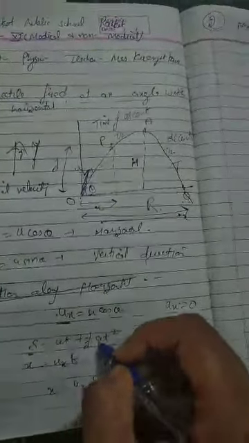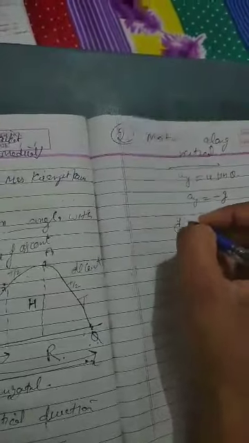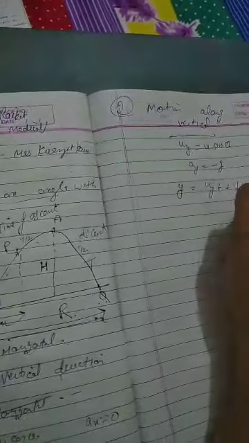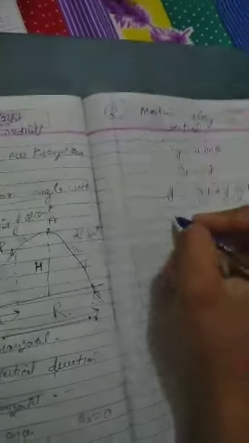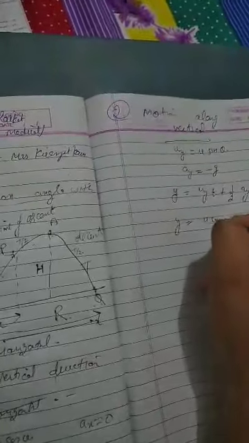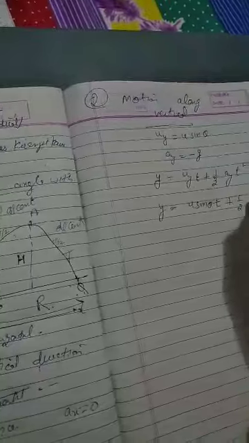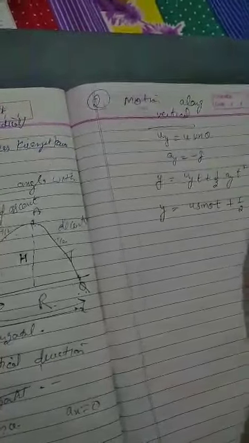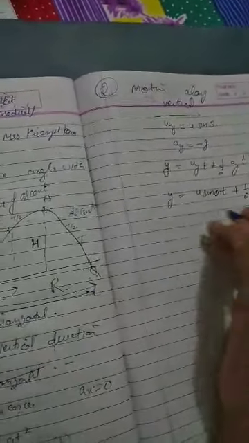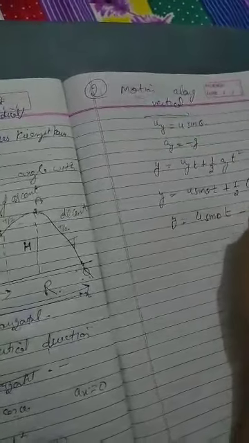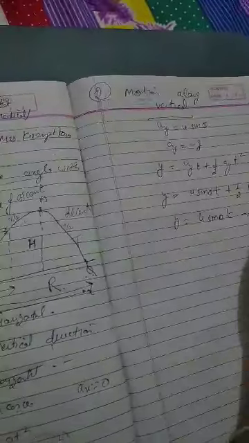So according to the same relation, s is equal to ut plus half at square, here s will be y, because this distance at any point P is y, so y is equal to uyt plus half ayt square. Y is equal to u sin theta into t plus half ay, means minus g, into t square. Clear? Y is equal to u sin theta t minus 1 by 2 gt square.